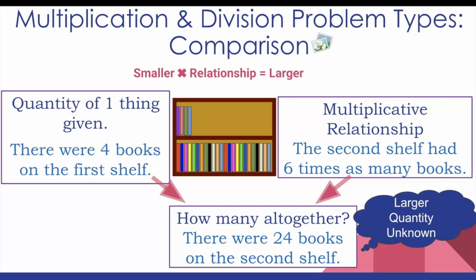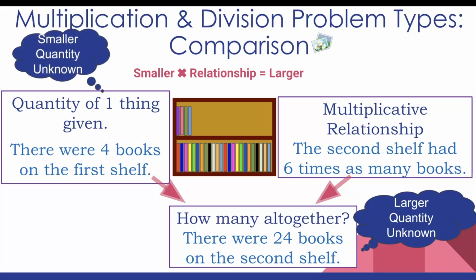The larger quantity may be unknown. There were 4 books on the first shelf. The second shelf had 6 times as many books. How many books were on the second shelf? The smaller quantity may be unknown. There were 24 books on the second shelf of a bookcase. The second shelf has 6 times as many books as the first shelf. How many books are on the first shelf?